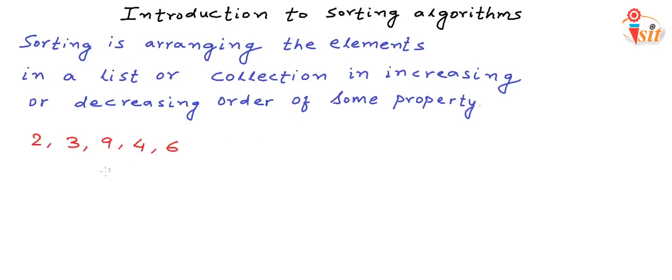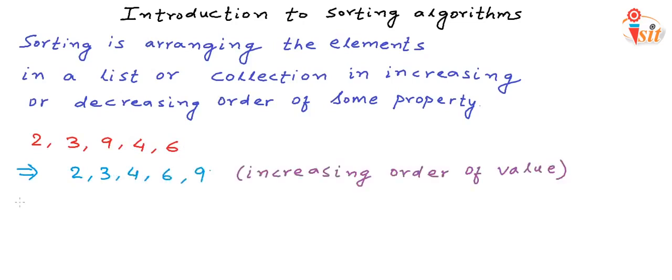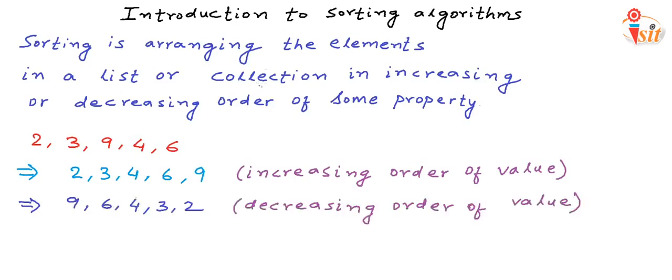So if we have a list of integers like this, 2, 3, 9, 4, 6, then sorting it in increasing order of value will mean rearranging the elements like this. Sorting the list in decreasing order of value will mean something like this. And as we have said in the definition, we can sort on any property.